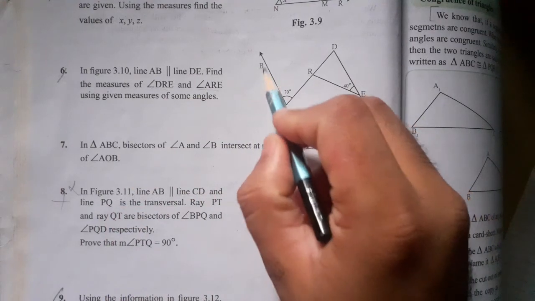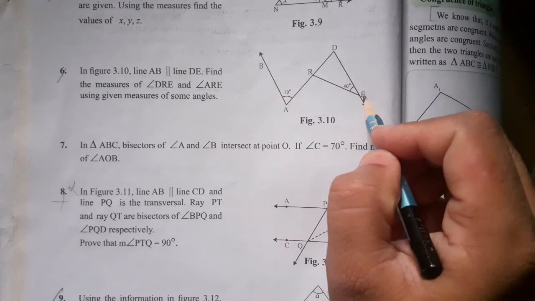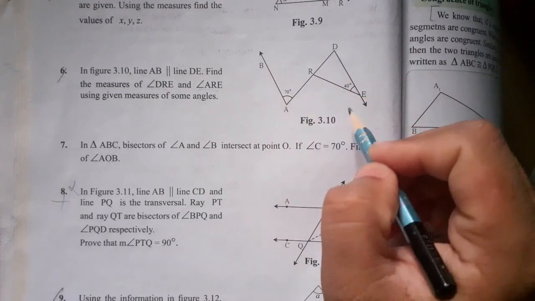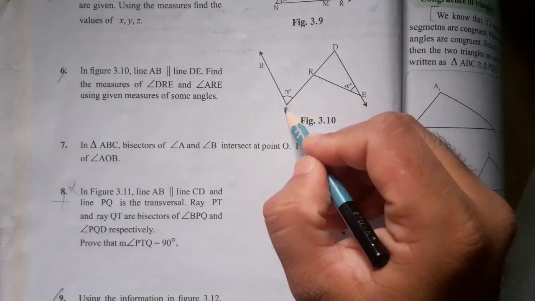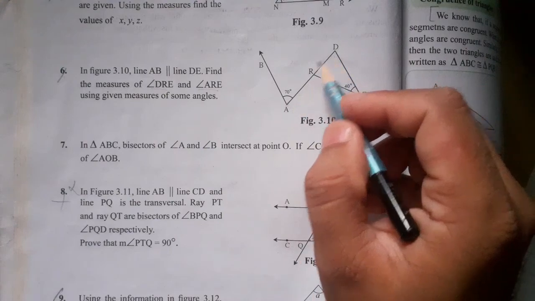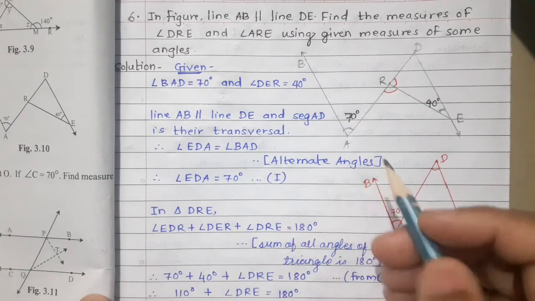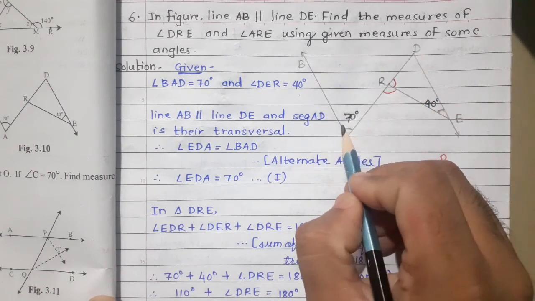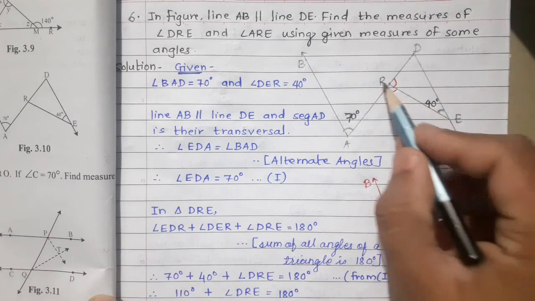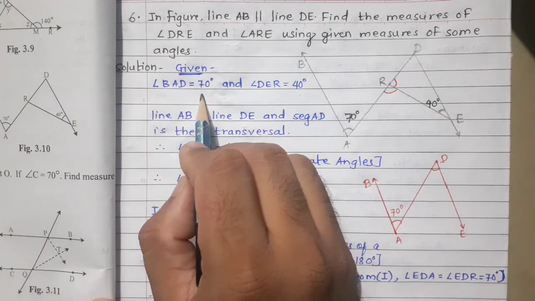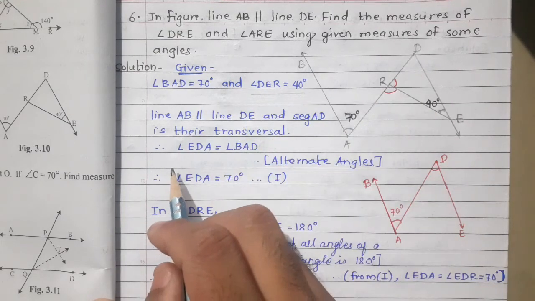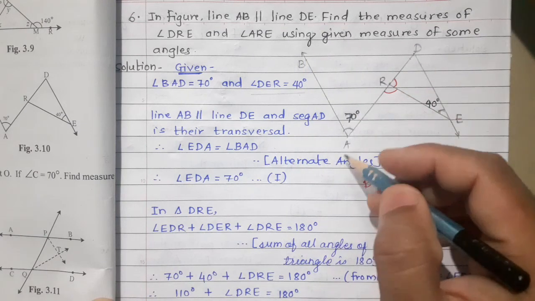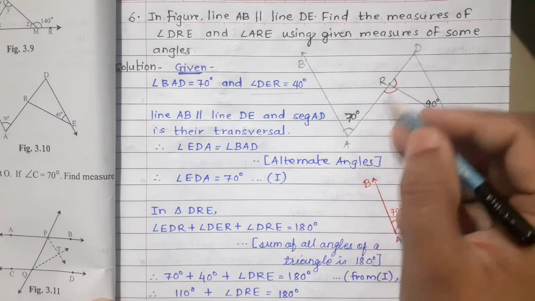See, line AB is parallel to line DE and segment AD is their transversal. Here it is given that angle BAD is 70 degrees and angle DER is 40 degrees. Angle BAD is equal to 70 degrees and angle DER is equal to 40 degrees. Also given that line AB and line DE are parallel and segment AD is their transversal.